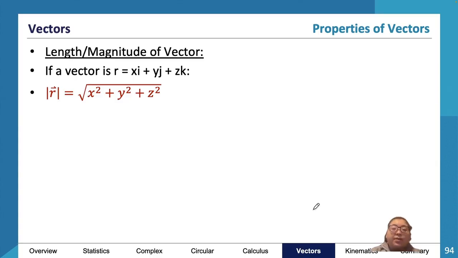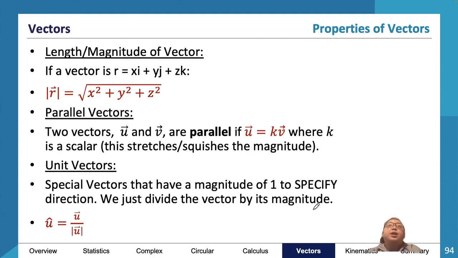Okay, in terms of vectors, there are a couple of little things that you want to have in your formula sheet. The magnitude of the vector is based on the Pythagorean theorem. For parallel vectors, one is a multiple of the other. And for unit vectors, you divide by its magnitude, because we're trying to make the magnitude 1, since it should solely talk about a direction.